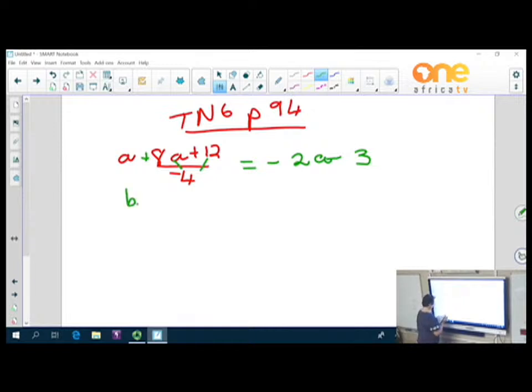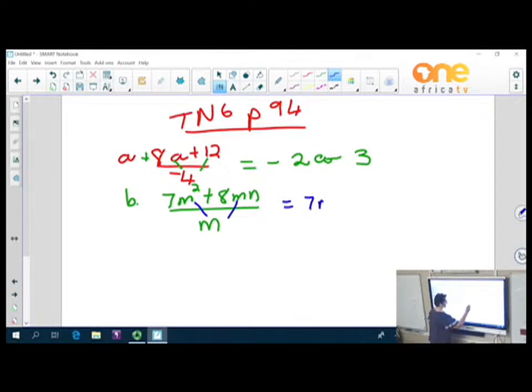Number B, 7m squared plus 8mn divided by m. So we're going to divide each one with that m. So it is 7m. Remember, I subtract my indices, and there it will be plus 8n. I divide each one with the denominator.